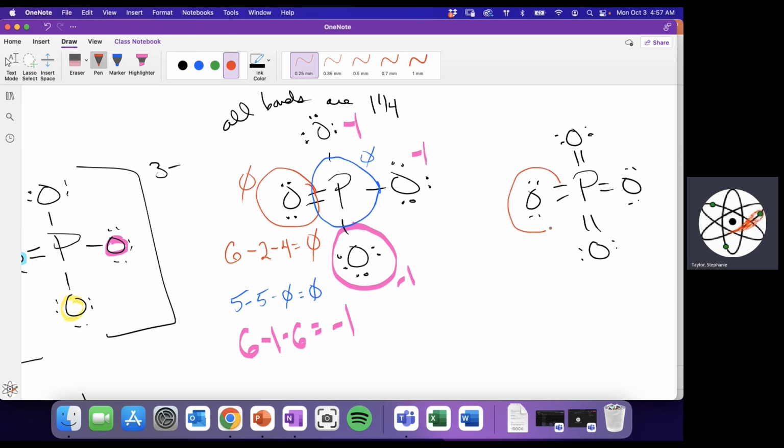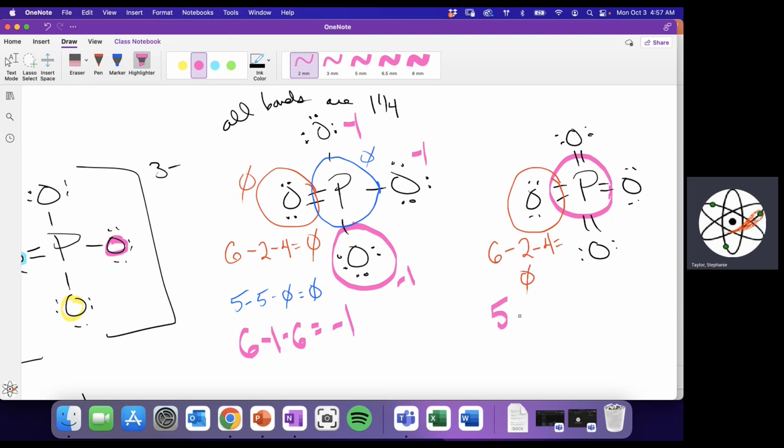So here's my oxygen. It looks just like the one we started with. 6 valence electrons, 2 electrons from bonds, 4 electrons all to itself. That's 0. And then all of those oxygens look the same. So the person's point was that we'd have lots and lots of negative ones, or lots and lots of zeros, which is true. But let's go ahead and do phosphorus.